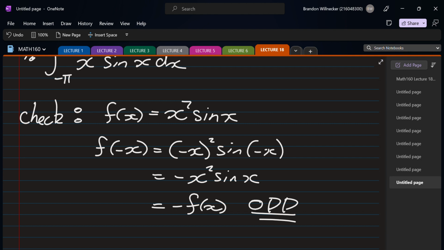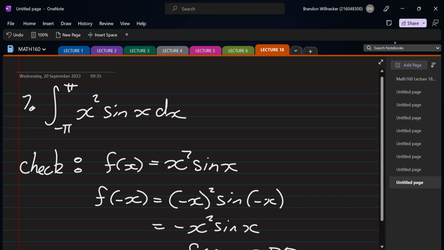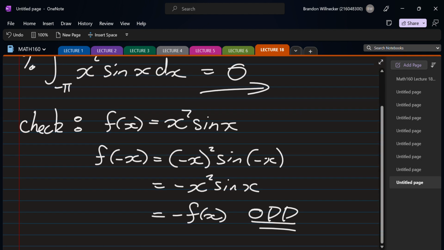If you have the integral over a symmetric domain of an odd function, the answer is just 0. Okay, no extra work required. But you do need to check. Okay, so please check first if it's even or odd. If it's even, then the most we can do is have that twice the integral from 0 to a. Okay, but if it's odd, it's 0.